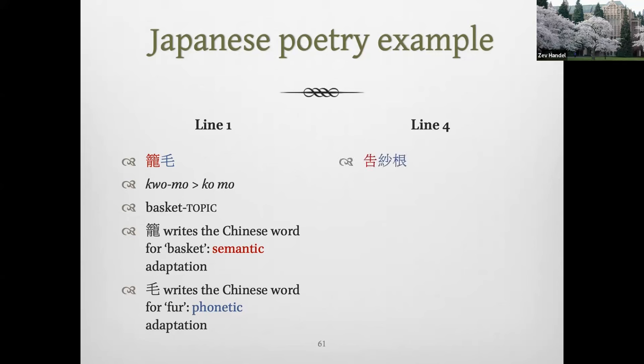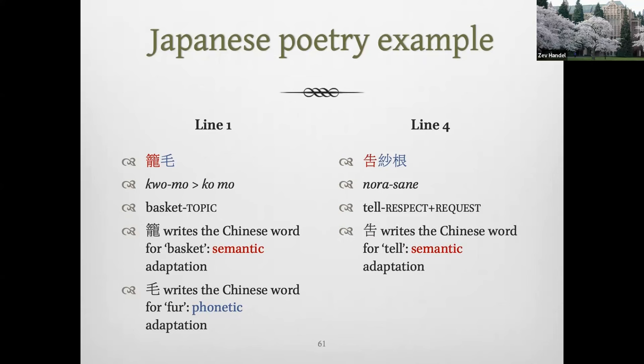And in line four, something very similar is going on. This writes norasane, which means tell, plus some grammatical endings that indicate you're making a respectful request. So the character that writes the Chinese word for tell is here writing the Japanese root, meaning tell. And characters writing gauze and root, which are irrelevant here, are used just for their pronunciation to write these syllables in Japanese. So you see the same thing, that the noun or verb and then the bit after it is written phonetically.